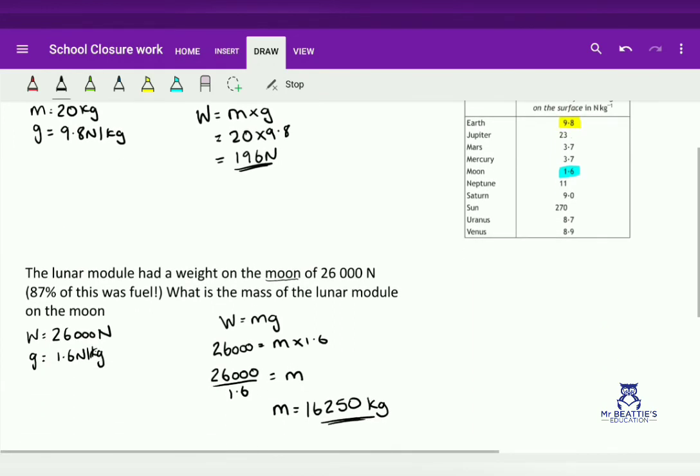You're ready to go. These examples are all up on the OneNote, so if you need to come back and look at them without the video and you just want to have a read through them, you can jump on and have a look there.